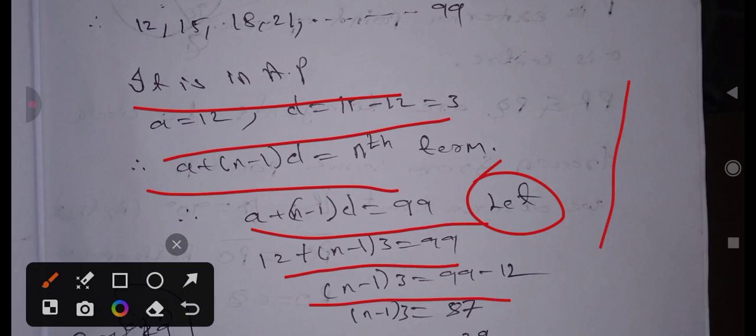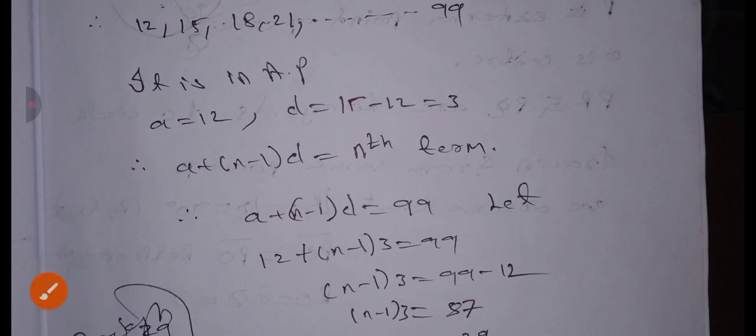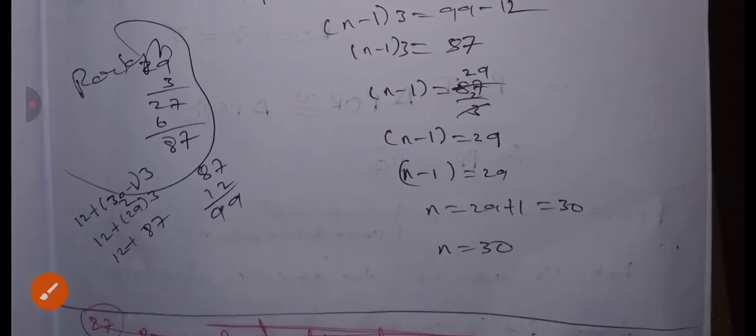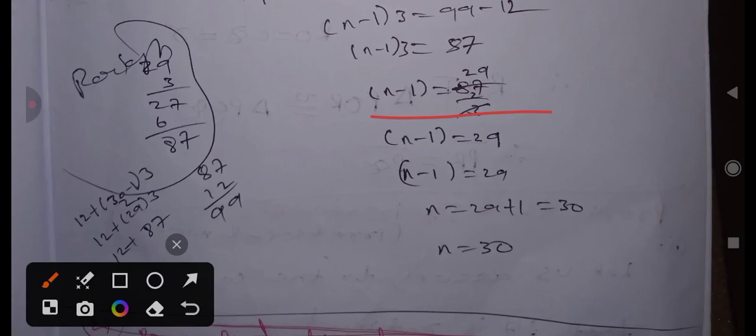N minus 1 into 3 is equal to 87. N minus 1 is equal to 87 by 3. 3 into 29 is 87. Therefore n minus 1 is equal to 29. N is equal to 29 plus 1.